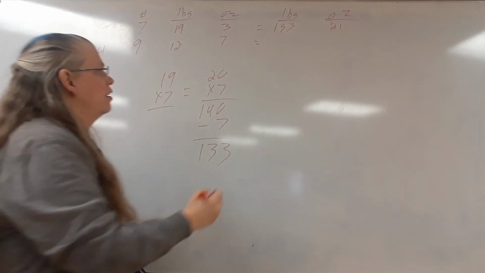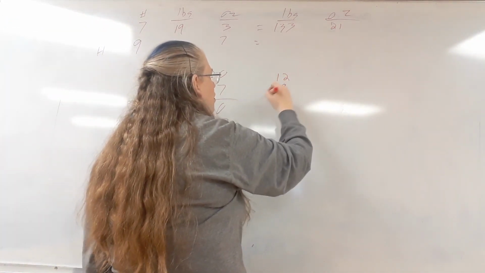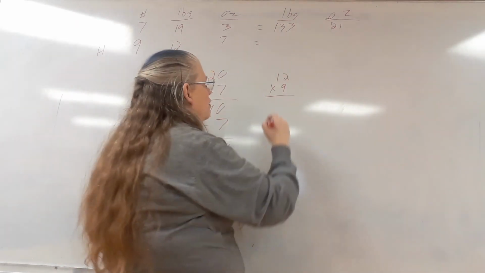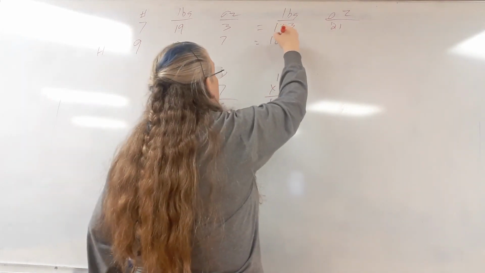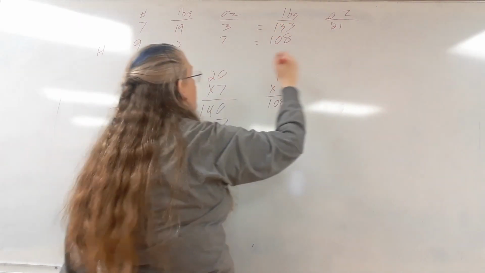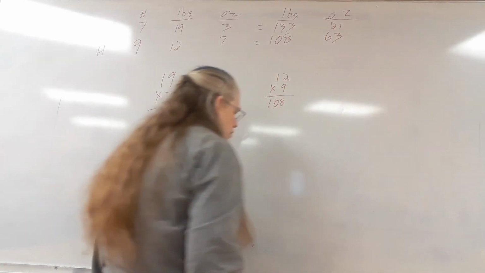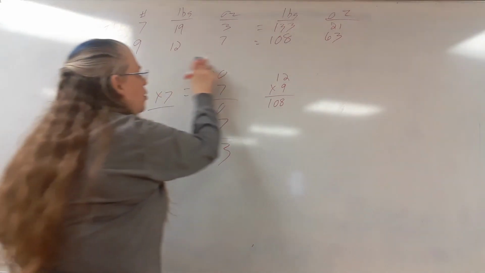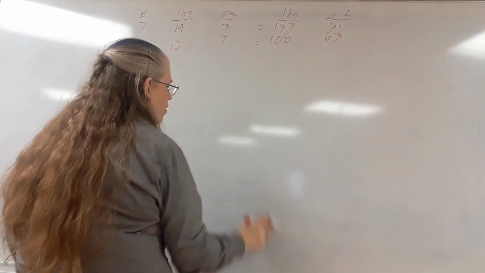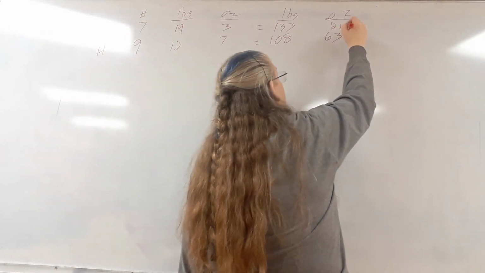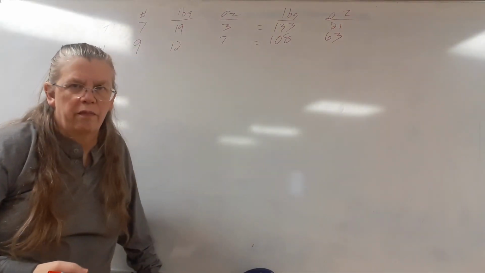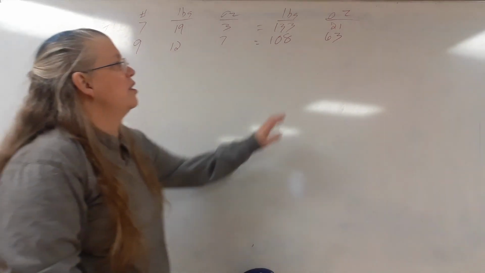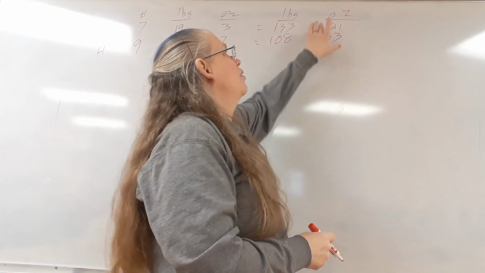Now 12 times 9 is 90 plus 18, so that's 108. And 7 times 9 is 63. Okay, now we've got this problem. 63 is bigger than 21. But they're both bigger than 16. So let's change some of these ounces into pounds so that we're less than 21.